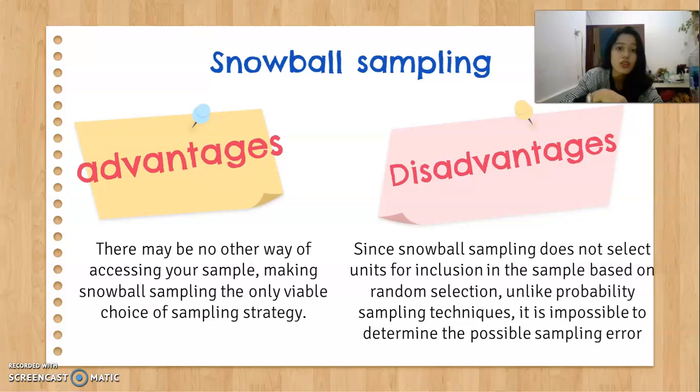An advantage of snowball sampling is that there might be no other way of accessing your sample, making snowball sampling the only viable choice of sampling strategy. And a disadvantage is that snowball sampling does not select units for inclusion in the sample based on random selection. Unlike probability sampling techniques, it is impossible to determine the possible sampling error.